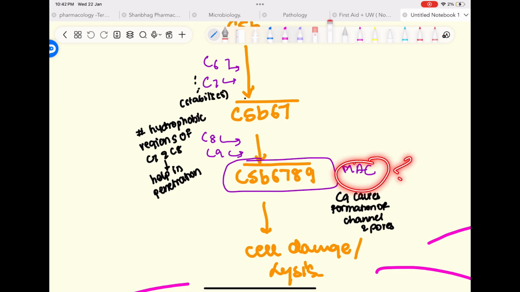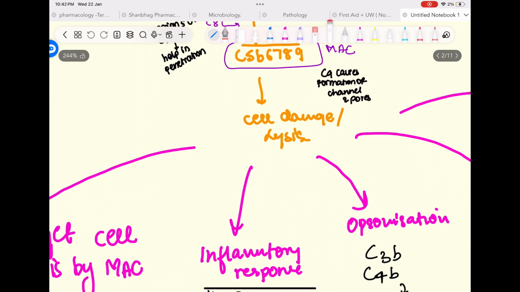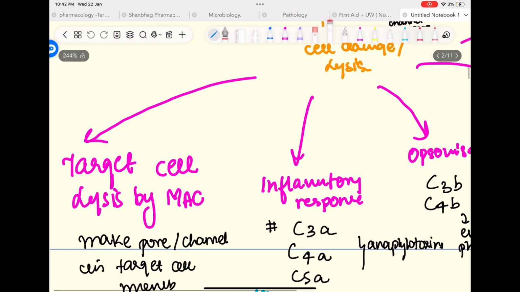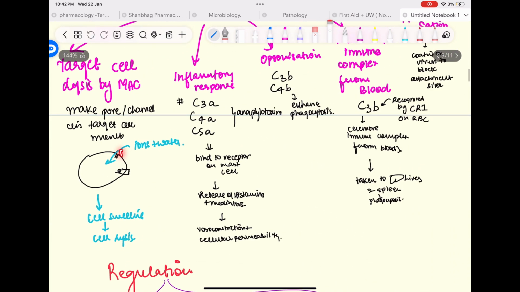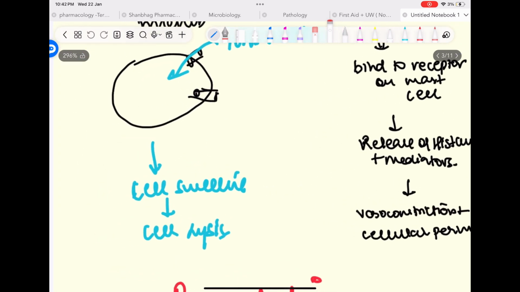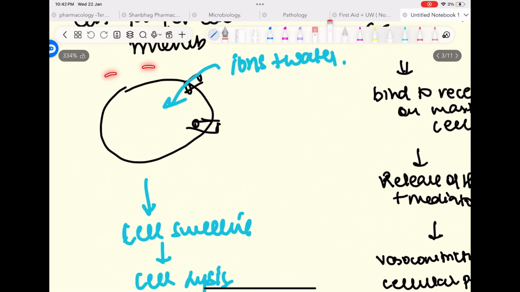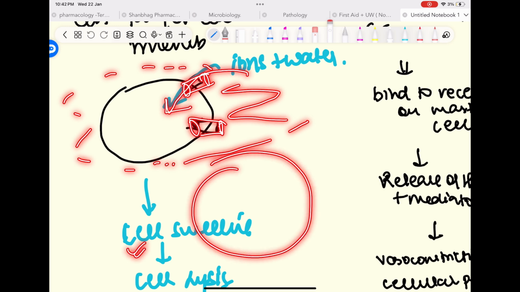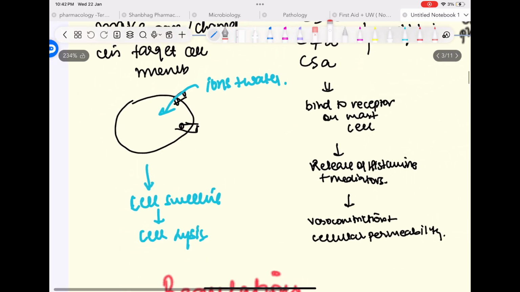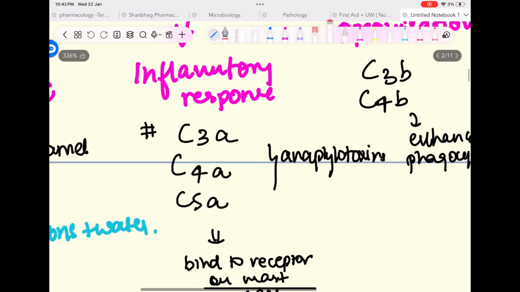Okay, so what happens after the membrane attack complex is formed? How is the targeted cell lysed or damaged? Now, the first method of cell lysis or damage is by making pores or channels in the target cell membrane. Imagine this is a cell and there is fluid, extracellular fluid or any fluid outside the cell. Now there are pores or channels created so that this water moves into it and it swells up and causes bursting or cell lysis. This is the first method.